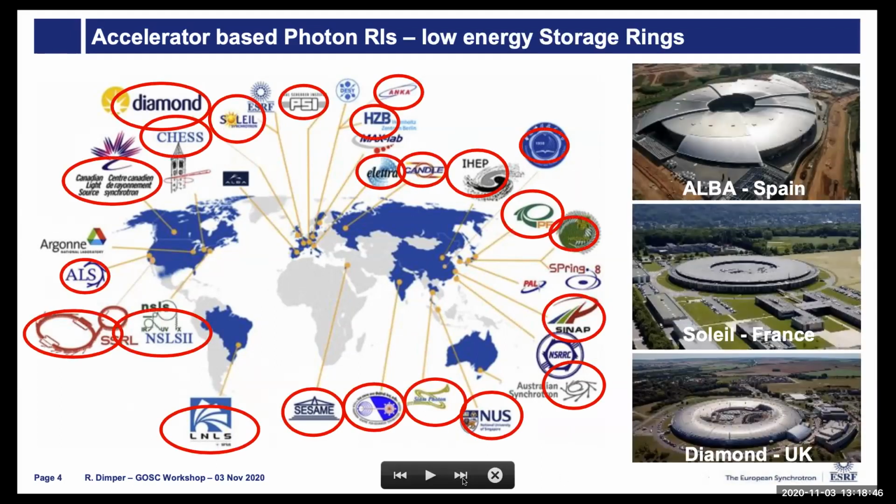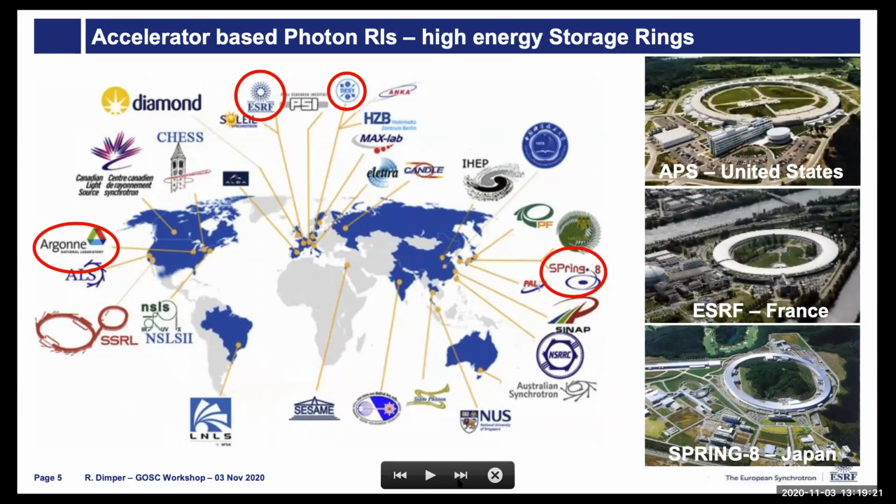With the red circles, you can see all the research infrastructures based on what we call low energy storage rings. These facilities produce X-ray beams in the energy region of up to 3 to 4 giga electron volts. The energy range determines to what extent the X-rays can penetrate matter and allow you to examine the matter for its structure, for the details. Next slide, please.